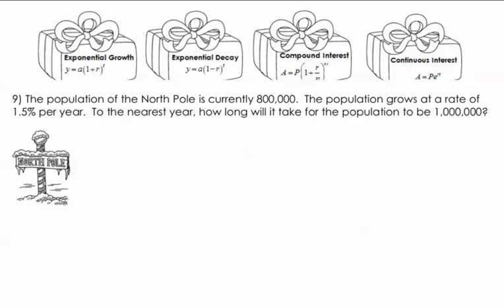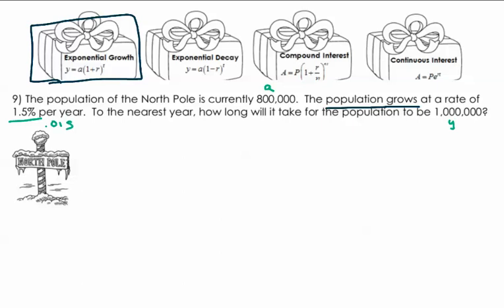So we got to kind of understand first which formula we're going to use. Now the population is growing, so we're going to use the exponential growth formula. Now remember what the y equals and the a equals. That little a there, that's your starting amount. The y, or whatever variable is on the left side of the equal sign, that's your ending amount. So this 800,000, that's going to be the little a. The 1 million is going to be the y, because we're starting at 800,000. We want that population to grow to become 1 million. And then the rate is 1.5%, which remember we're going to have to express as a decimal, so 0.015.